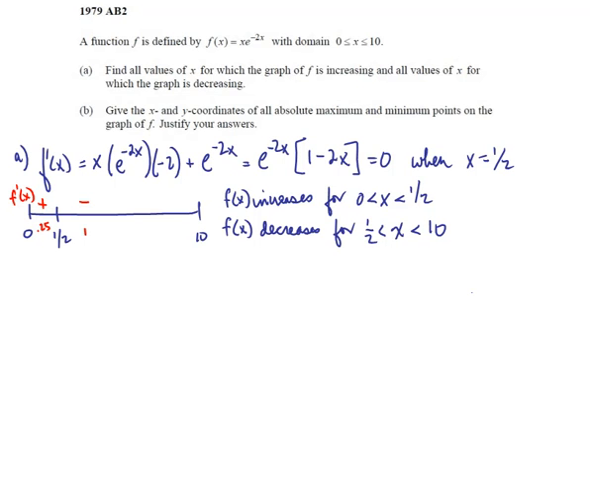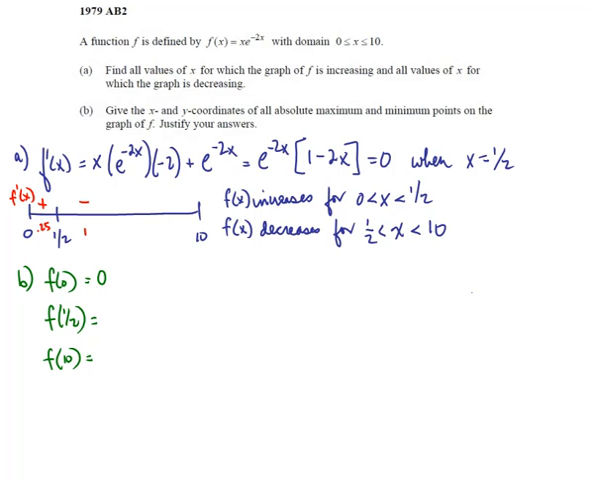For part B, we're asked to give the x and y coordinates of all absolute maximum and minimum points on the graph of f. Well, we know that absolute max and min will occur at critical values or endpoints. And so for part B, all we have to do is test the original function at the endpoints and at our one critical value. So f of 0 is going to give 0 times 1, which is 0.